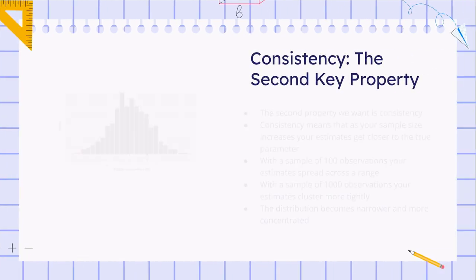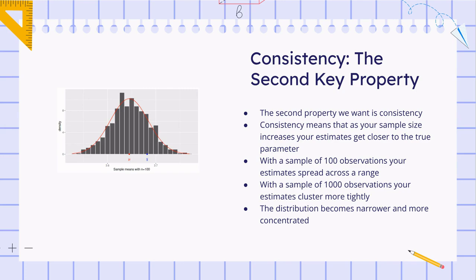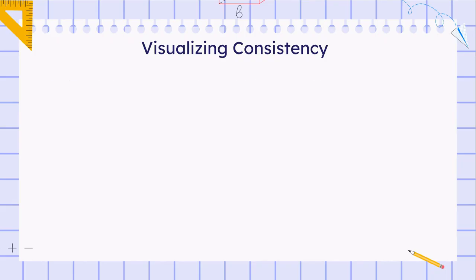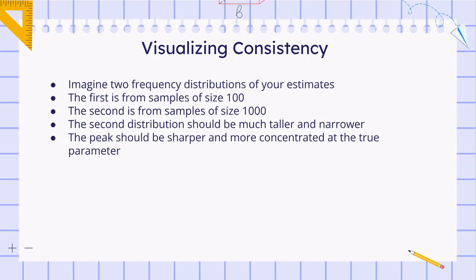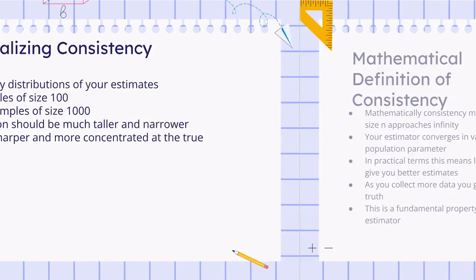The second key property is consistency. Consistency means that as your sample size increases, your estimates get closer to the true parameter. With a larger sample, your estimates cluster more tightly, making the distribution narrower and more concentrated. To visualize consistency, compare two distributions of estimates, one from samples of size 100 and one from samples of size 1000. The second distribution should be much taller and narrower, with a sharper peak concentrated at the true parameter.